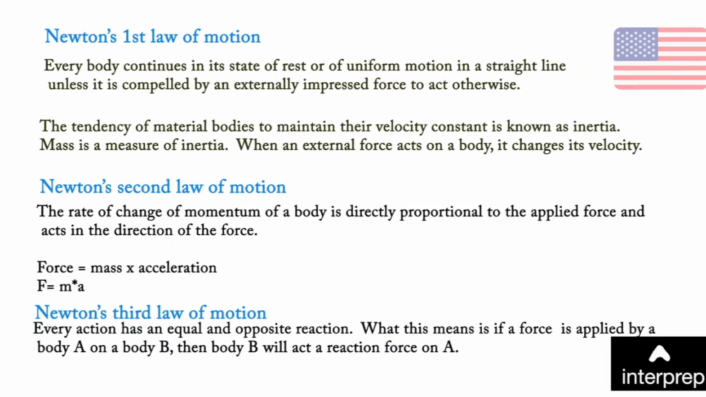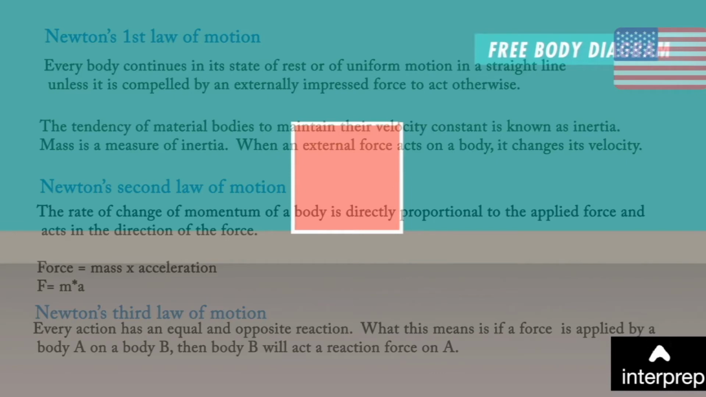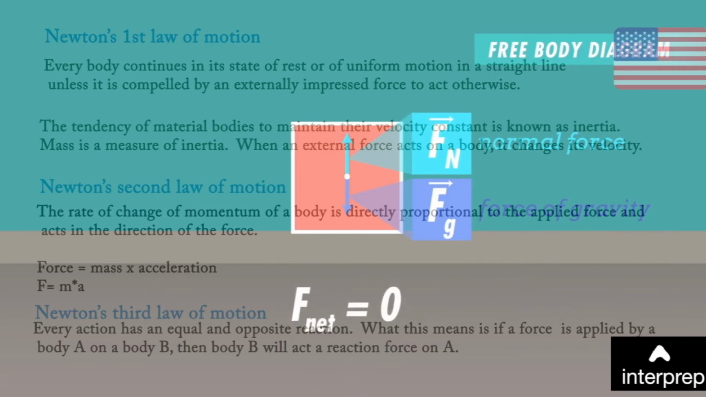Let's look at it in greater detail with what is called a free body diagram. On this body, which is kept on a desk, a downward gravitational force is applied and the reaction of this force is applied by the desk on the body, called normal force. The F net or sum of these forces will be equal to 0, because these forces are acting in the opposite direction and have equal magnitude.